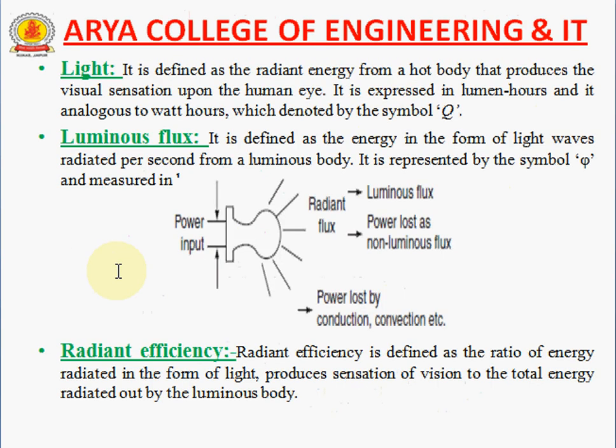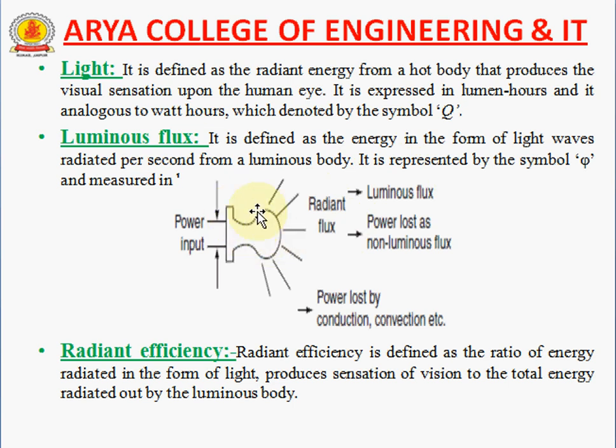Now, the next term, light. Light is defined as the radiant energy from a hot body that produces a visual sensation upon the human eye. It is generally expressed in lumen hours, analogous to watt hours, and is denoted by the symbol Q. Then luminous flux is defined as the energy in the form of light waves radiated per second from a luminous body. It is represented by phi.